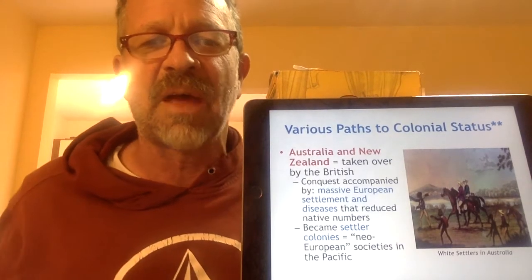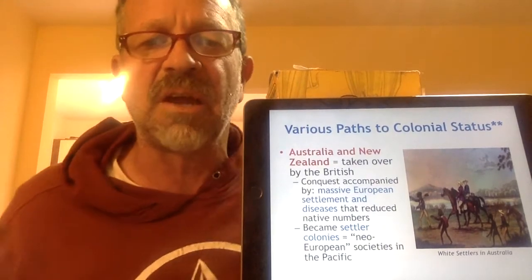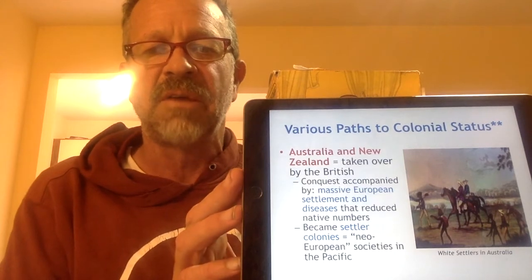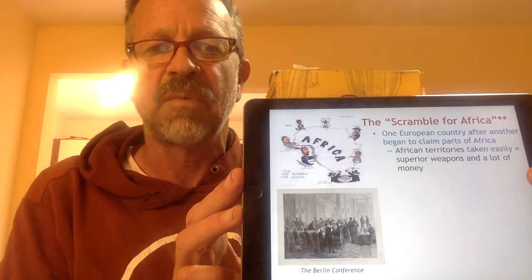Australia and New Zealand, these are settler colonies for the British in the 1800s, and also convict. They took convicts to Australia.